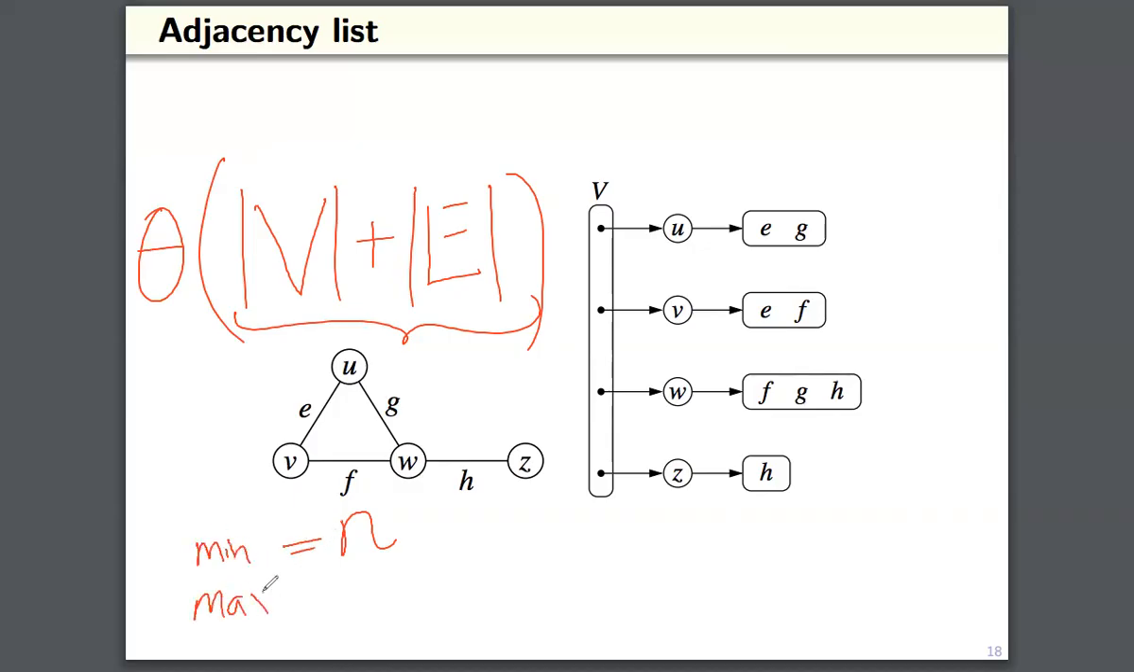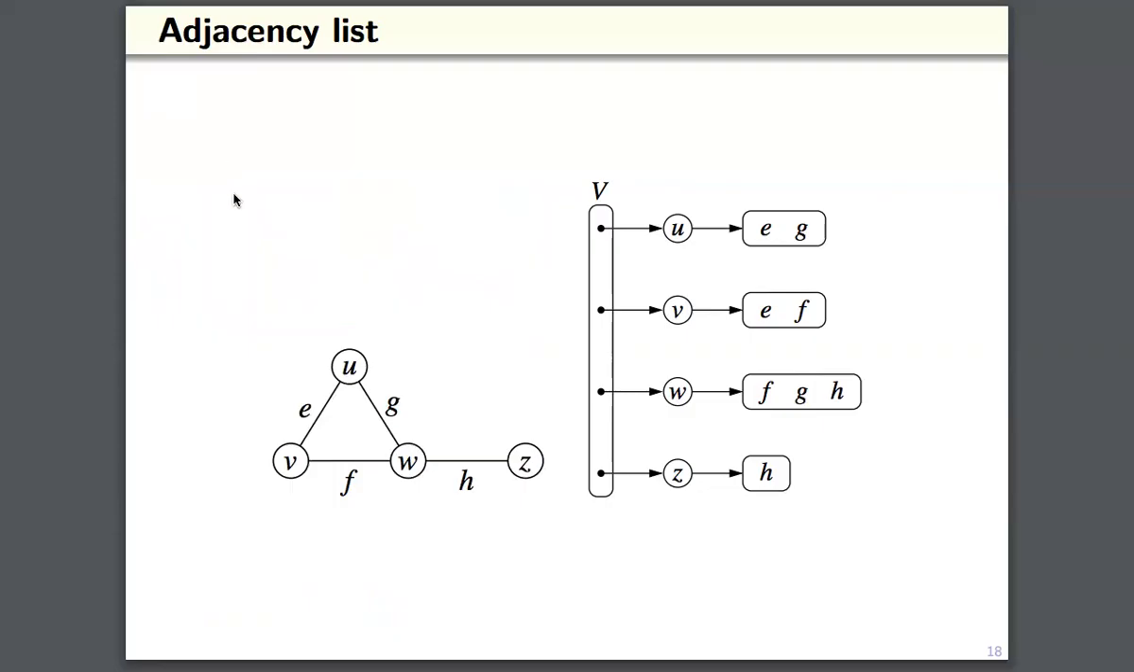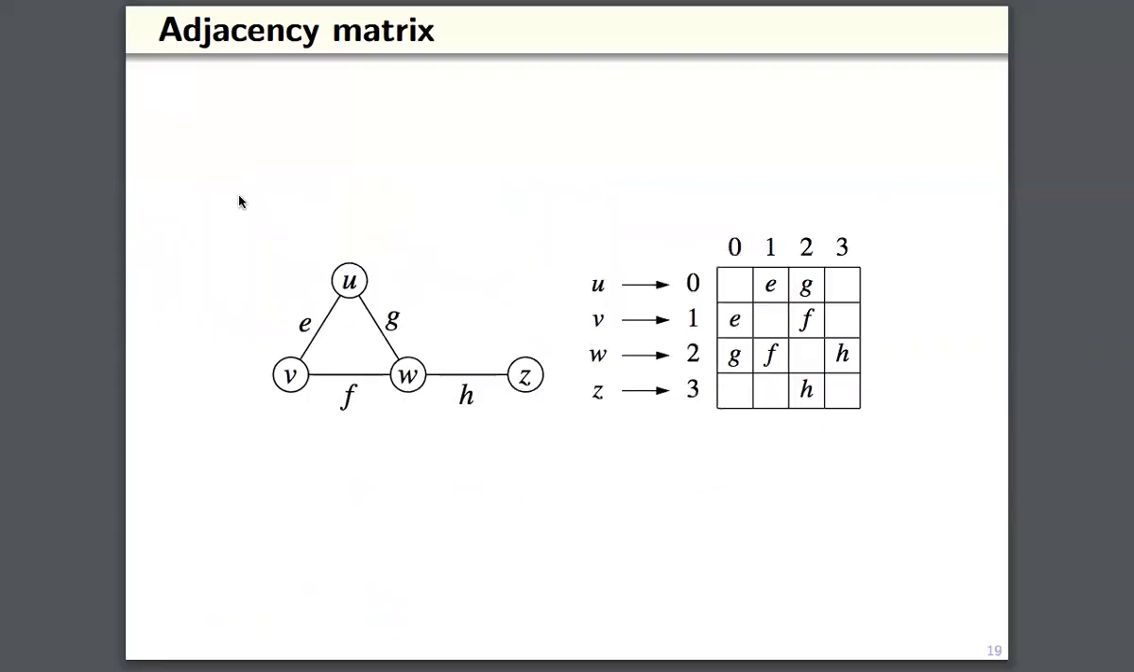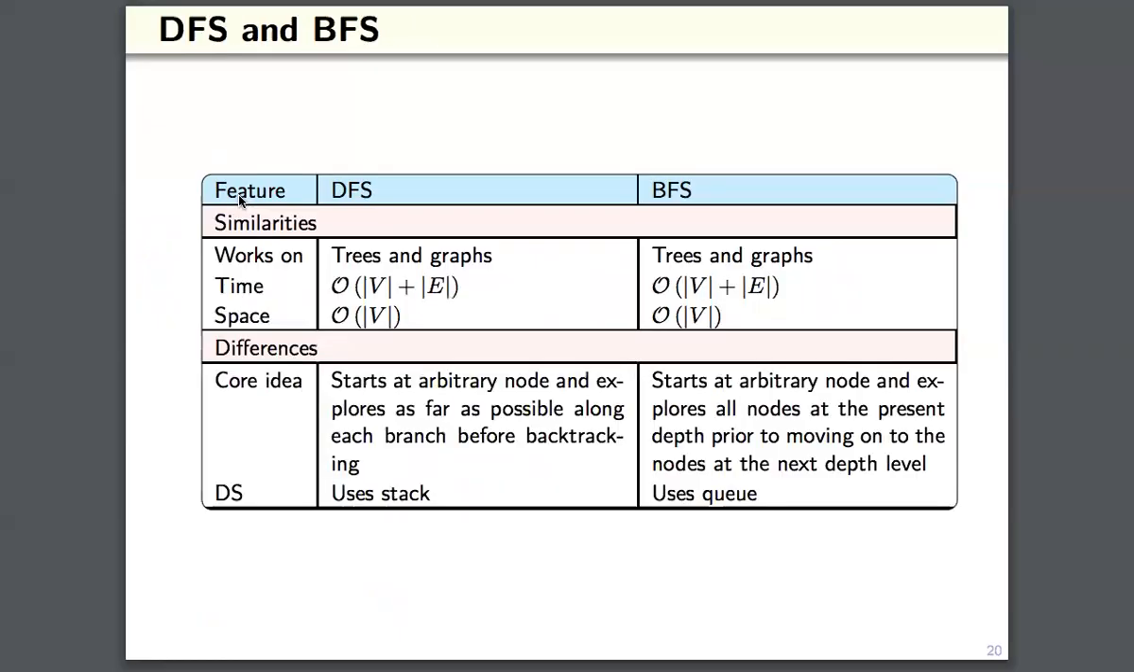The max value is what? E can be at most n squared, so it can be n squared. It can range from n to n squared based on the number of edges. So if it is a sparse graph with fewer edges, then it is n. A dense graph has a lot of edges, then it is n squared. Right? See, there are pros and cons for these data structures. Hence, you choose one over the other based on applications.